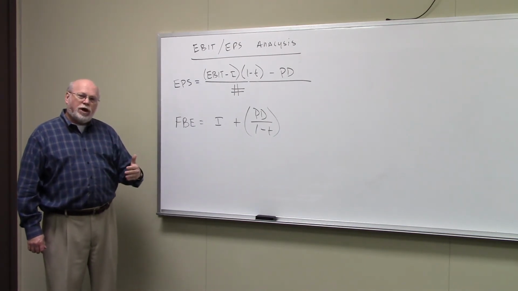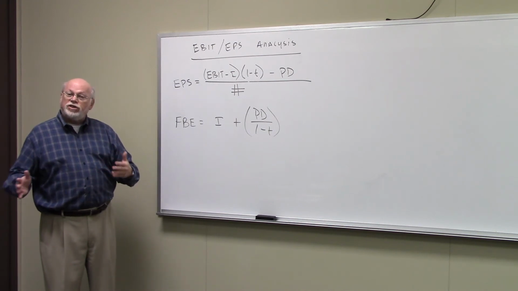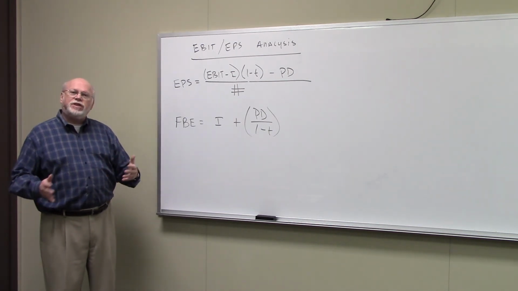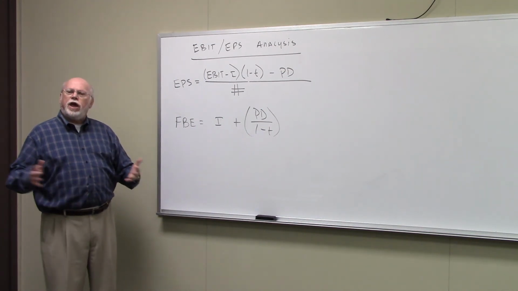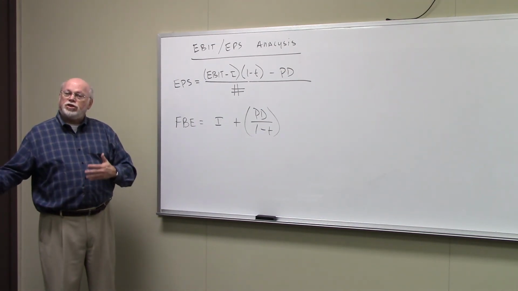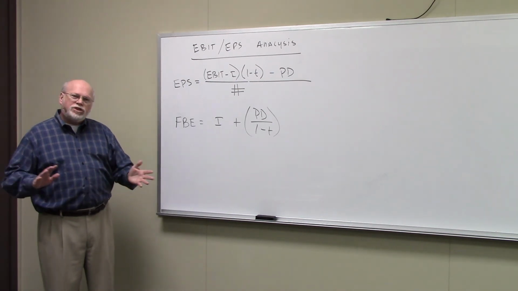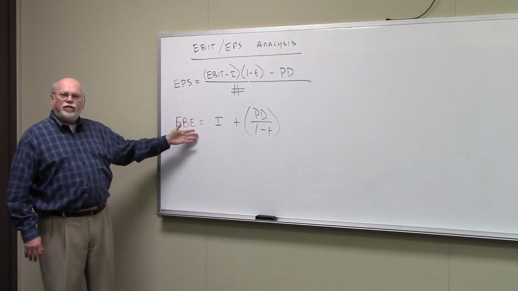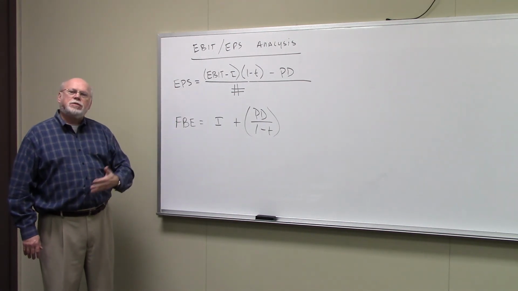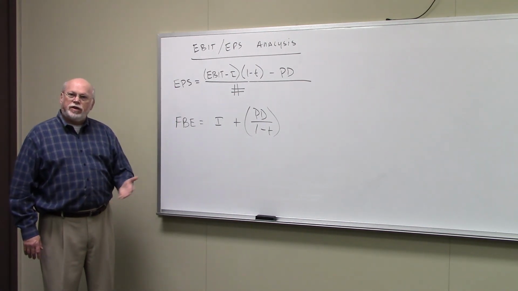Now, the financial break-even point, whatever this number is here, tells you the level of EBIT, the level of operating profit that a company would have to earn to make earnings per share 0. So this is the level of operating profit you need to earn in order to make earnings per share go to 0. And we'll see how all this is used in the next video. But these are two formulas that you're going to have to be familiar with, and I thought I'd just devote this video to that.